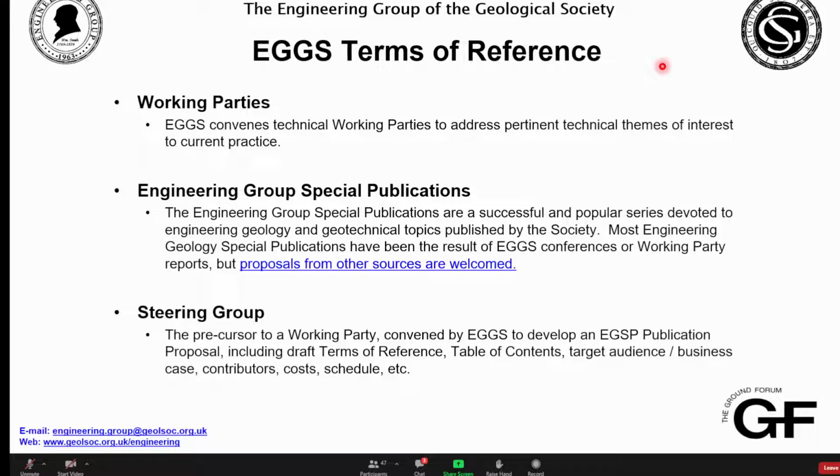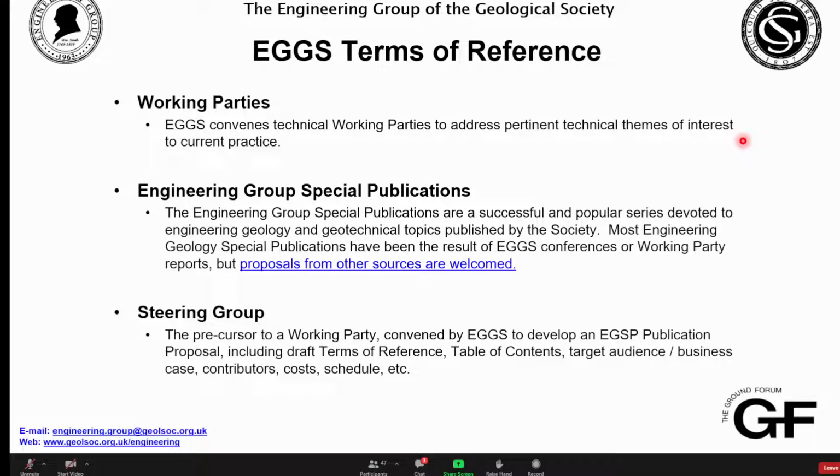They're normally convened by the engineering group, so we report back to the engineering group. But proposals are sought from many sources. So if people out there have ideas about certain themes they would like to see addressed by the engineering group, then please do drop us a line.